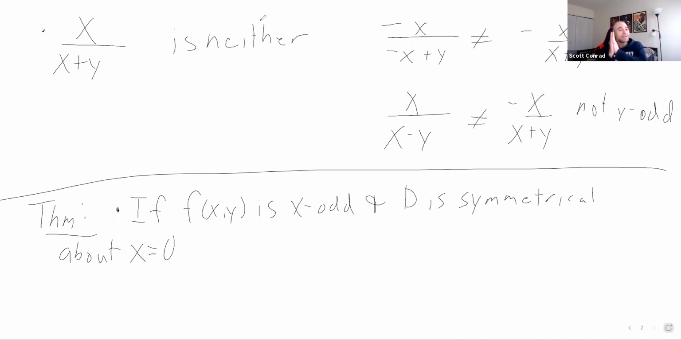X equals 0 is the y-axis, not the x-axis. So we're not looking for symmetry about the x-axis. We're looking for symmetry about x equals 0. So symmetry in the x direction. I want to emphasize that. There's a reason I say x equals 0.